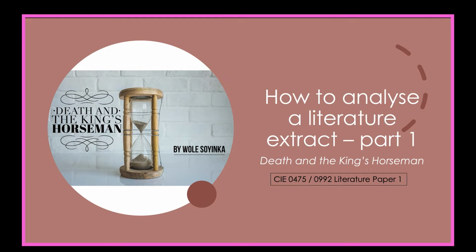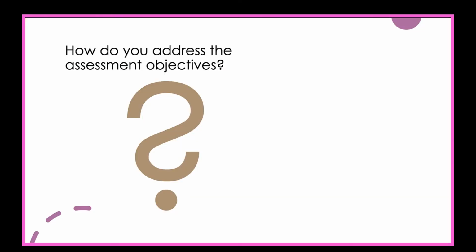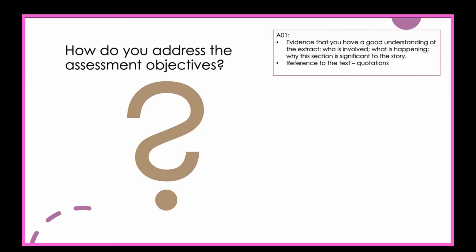Today we're going to be looking at how to analyse a literature extract, and this is for the play Death and the King's Horseman. So first of all, let's have a quick look at the assessment objectives, just so you've got an idea of exactly which skills are being tested for this question.